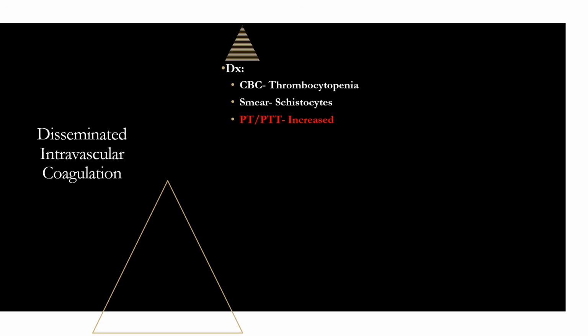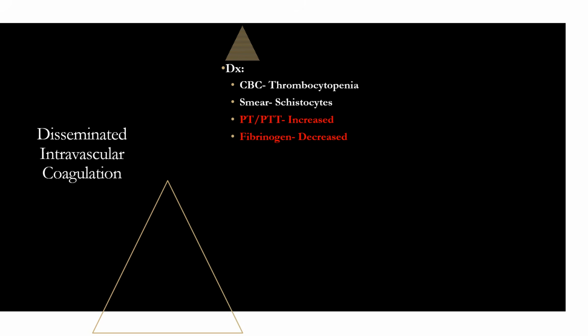What does PT and PTT measure? It measures how long it takes to form a clot, your clotting time. What's going on in these patients? They're forming clots all over the place. They have very little clotting factors left, so it's obviously going to take them much longer to form a clot. They don't have the necessary ingredients, and therefore a patient with DIC is going to have an increased PT and PTT, increased clotting time, because they've used all their factors up, and it's taken forever.